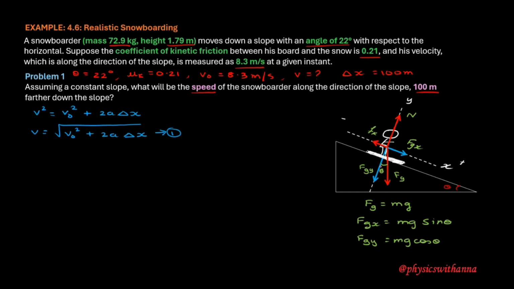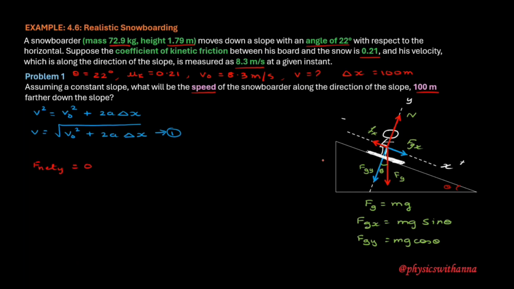After we show all the forces acting on the snowboarder, now we are going to write the equation of net force along the x and y axis. So let us start with the y axis. The snowboarder is not moving along y. There is no acceleration along y. So we write F net along the y-axis to be equal to 0.